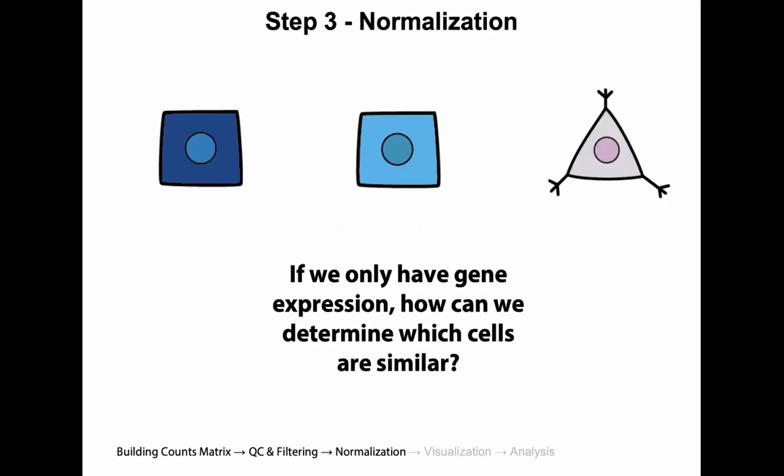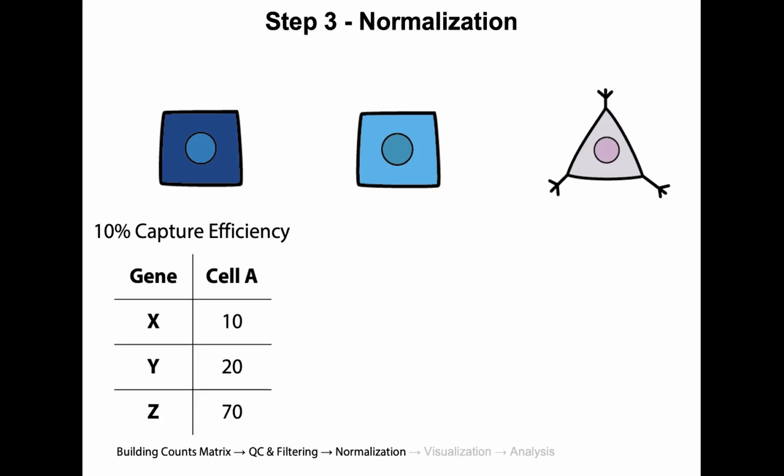In the last 10 minutes today, I want to start to talk a little bit about normalization and transformation of the data. When we talk about normalizing data, we're often thinking about this big underlying question of similarity. I have a bunch of cells. I only know what genes I'm detecting in them, and I want to know which are similar. I'm going to tell you a story right now of 3 different cells. We've got 2 blue square cells and 1 purple triangle cell.